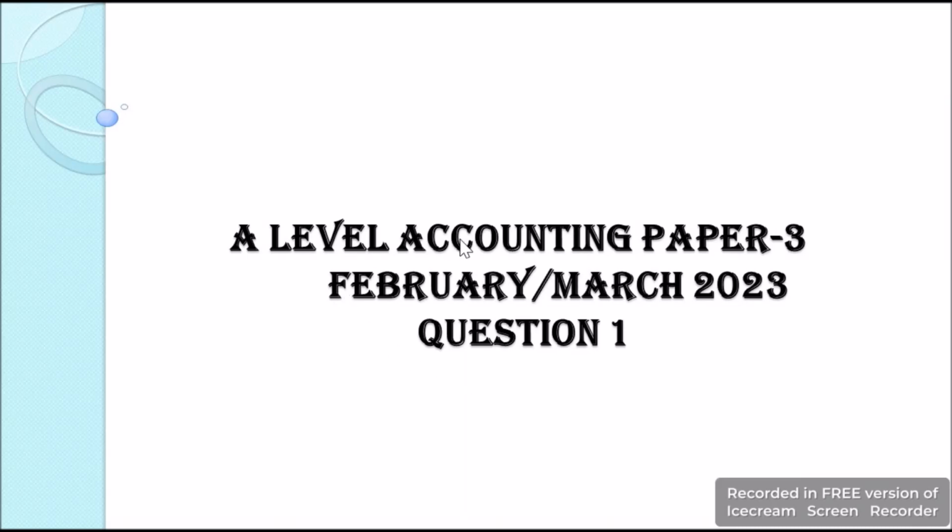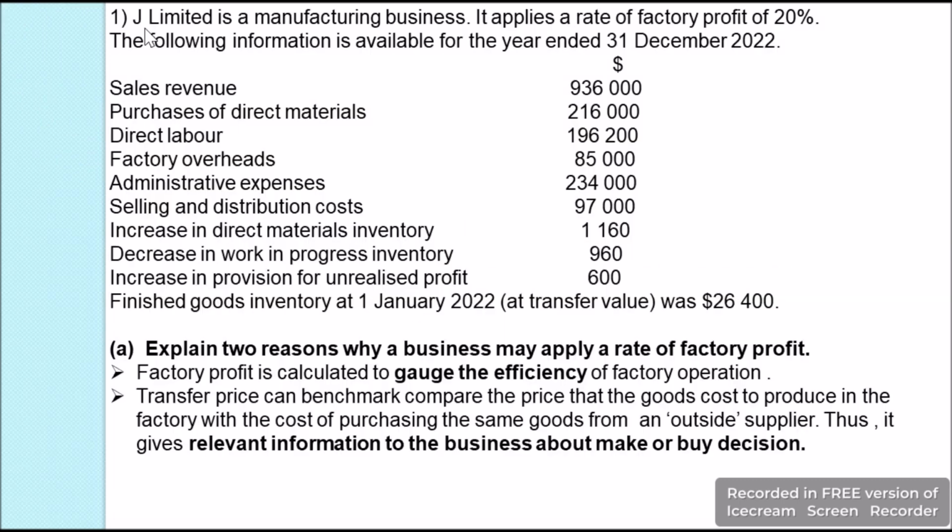In this video, we are going to do an A-level question from Paper 3, February-March 2023, Question 1. The question says that J Limited is a manufacturing business. It applies the rate of factory profit of 20%. The following information is available for the year ended 31st December 2022.